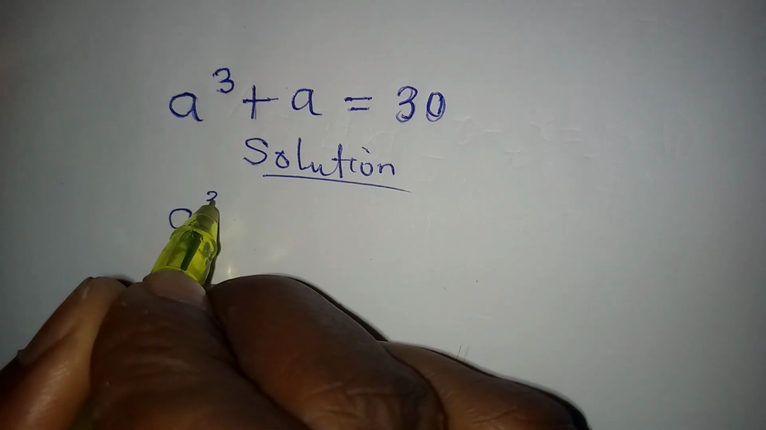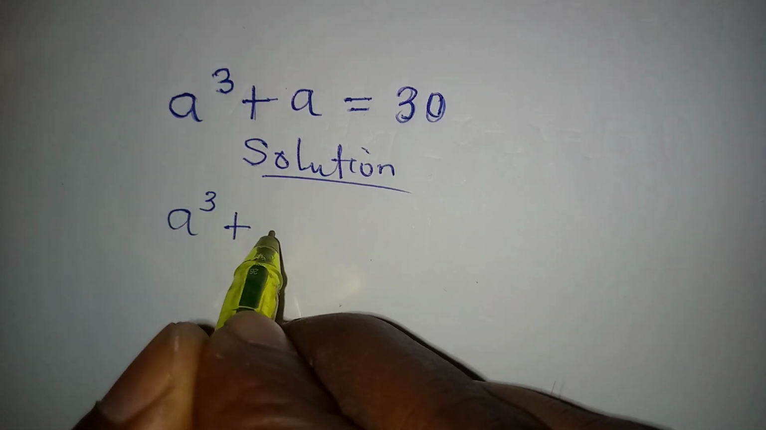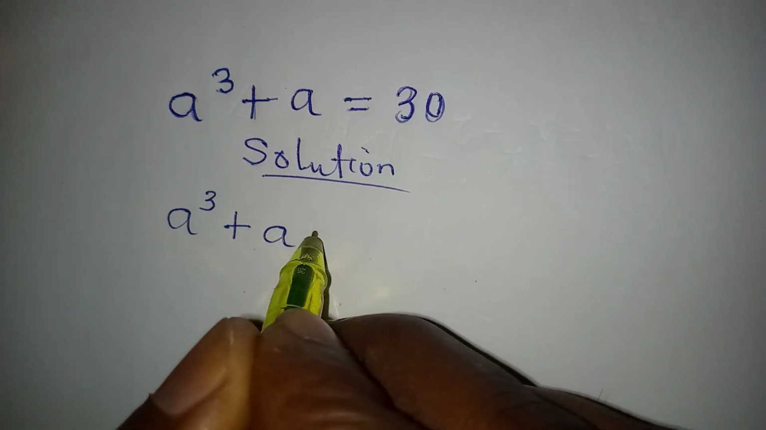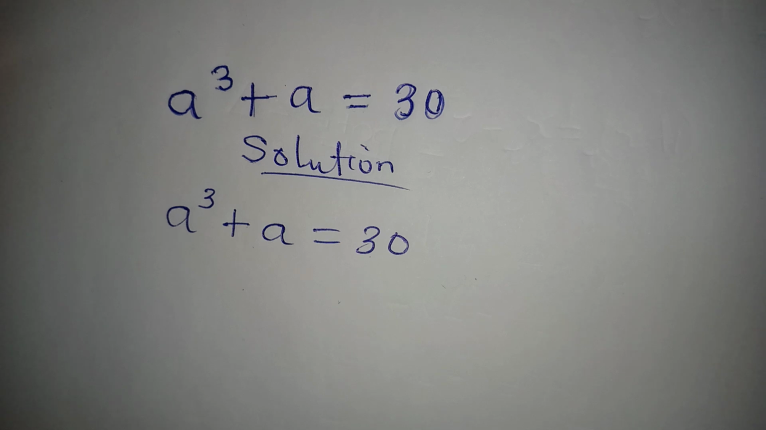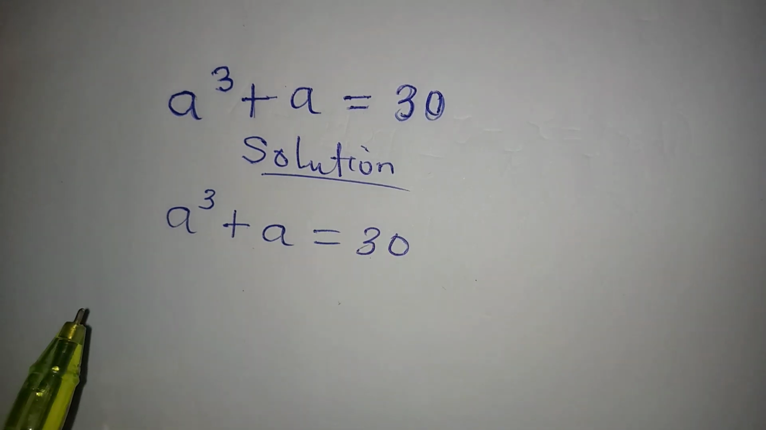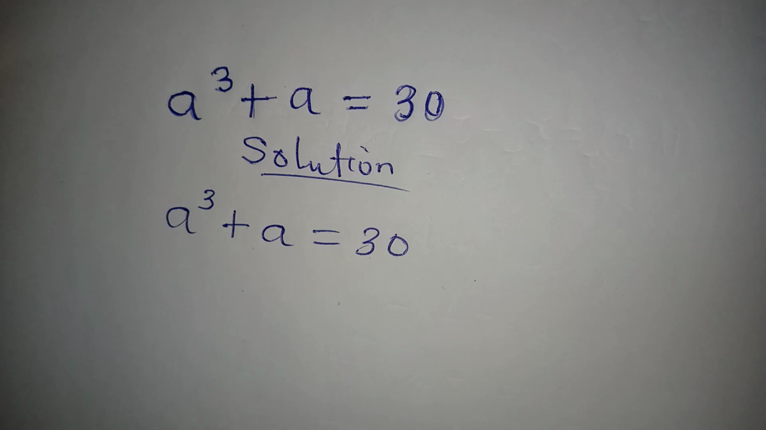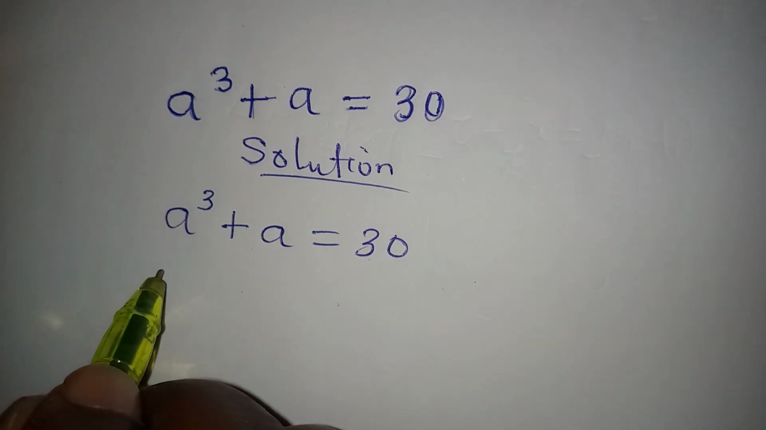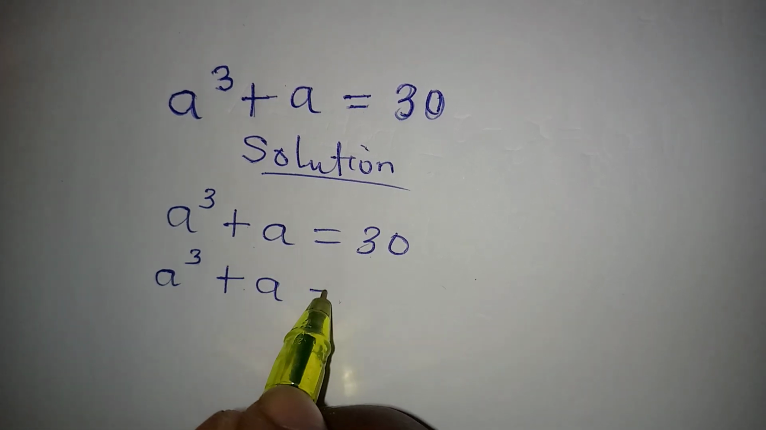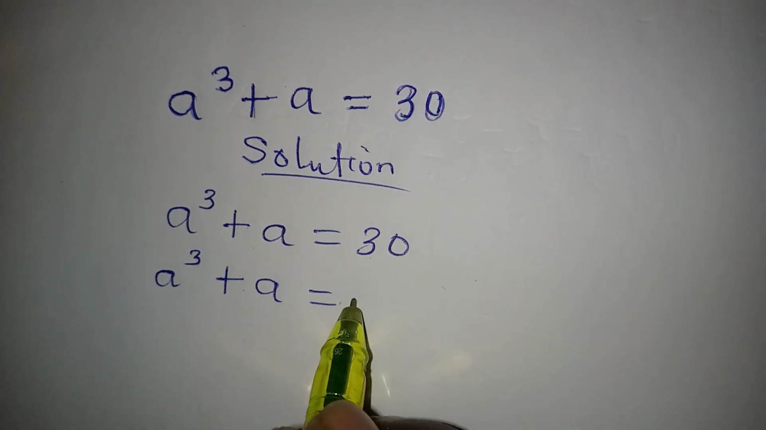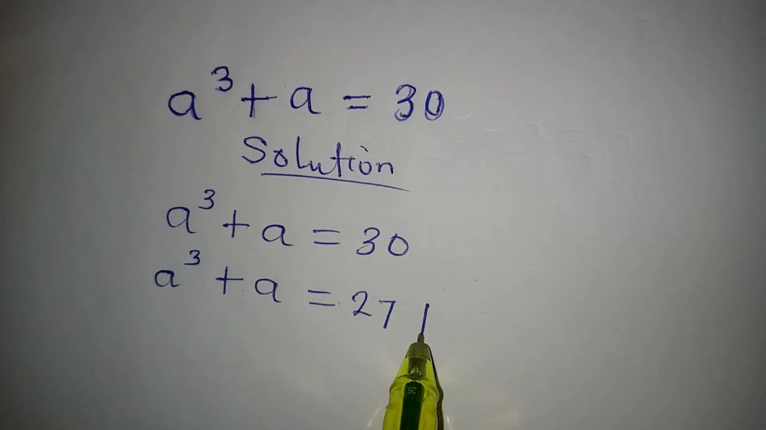We have a to the power of 3 plus a equal to 30. Now every time you have a problem like this and you have to solve it completely, it means that you should try to rearrange it so that you can have something like this on the other side. See what I mean? I'm going to have a to the power of 3 plus a equal to here. I can pick out 27 plus 3 as 30.